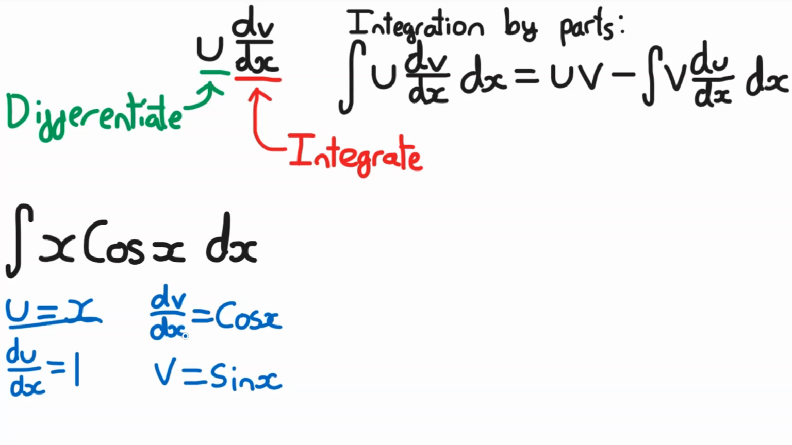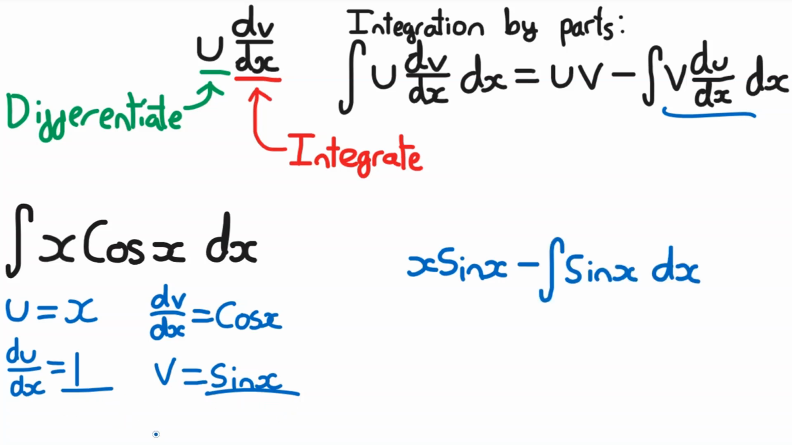And then what we're going to do is we're going to plug these into this formula up here. Okay, so this x cos of x here is equal to uv, and u here is x and v is equal to sin x, so therefore uv is equal to x sin x like this here, and then it's going to be minus the integral of v du over dx. So v is this sin x here, and du over dx is this 1 here, so therefore v du over dx is going to be sin x multiplied by 1, which is just going to be equal to sin x. So it's going to be the integral of sin x and then this dx on the end like this here.